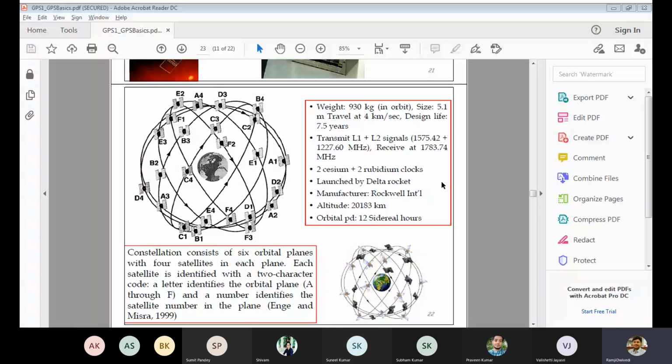So this is your plane. You could see it. Right ascension of ascending node. What do you mean by ascending node? Just tell me, what is ascending node? Anybody knows about ascending node?